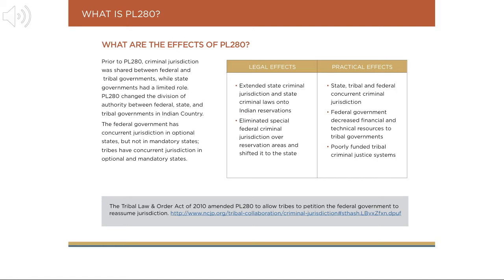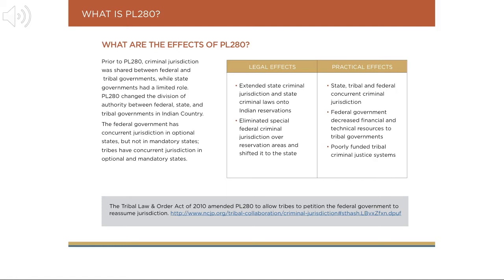Practically, state, tribal, and federal governments now have concurrent criminal jurisdiction as a result of PL280. Additionally, the federal government decreased financial and technical resources to tribal governments on the basis that states should be providing those resources themselves.